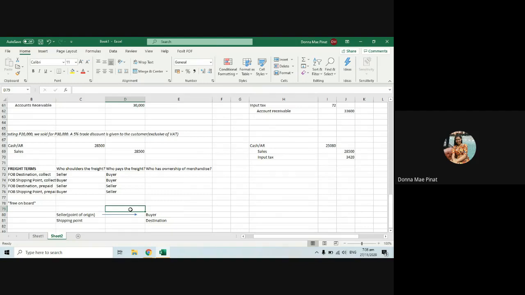Okay? So, mao na siya guys ang notion. Karon, who has ownership of merchandise? So, duha ra na imong i-consider whether FOB destination siya or FOB shipping point.